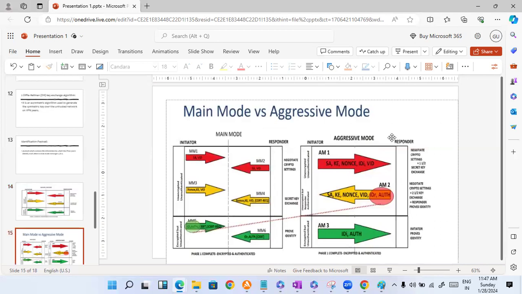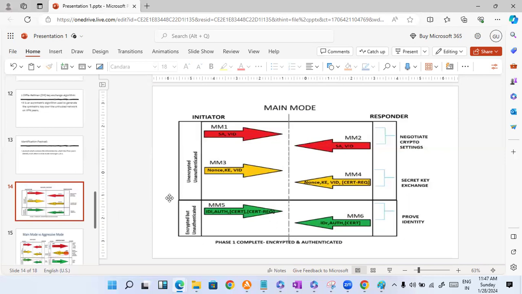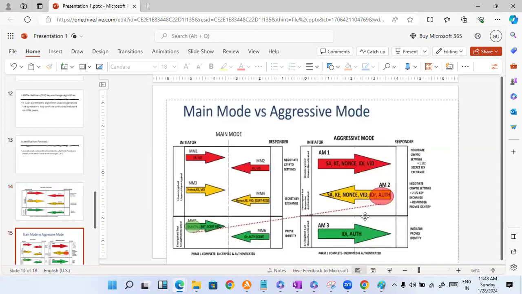As you see, there is a nonce value, key exchange, VID and security association, and a certificate value. In aggressive mode there will be just three messages, which carry the security association parameter, key exchange and nonce value. Nonce is just a unique transactional value.